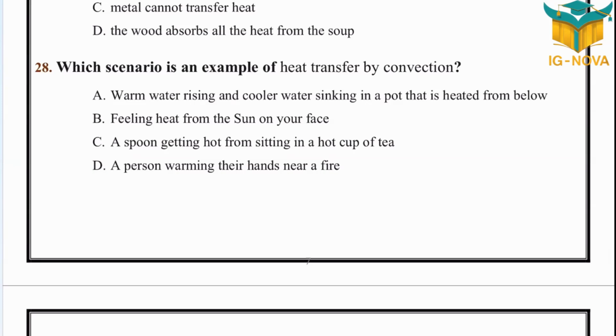Question 28. Which scenario is an example of heat transfer by convection? Warm water rising and cooler water sinking in a pot that's heated from below. Yeah, from below. You have a pot heating, hot water rises, and cooler water goes down. So a convection current happens here. So A, which is convection.